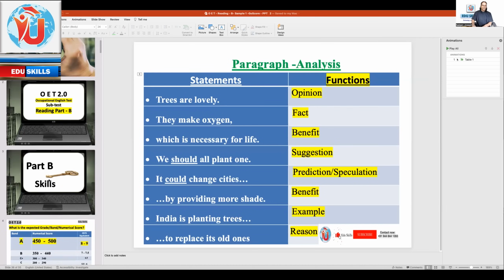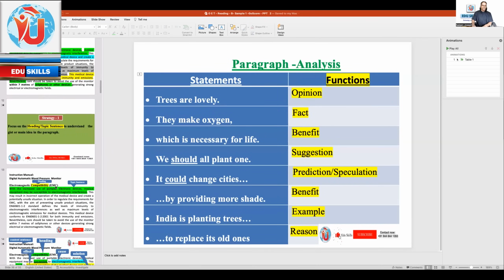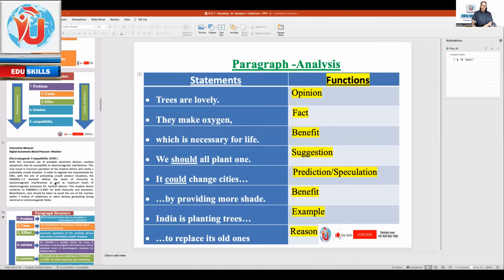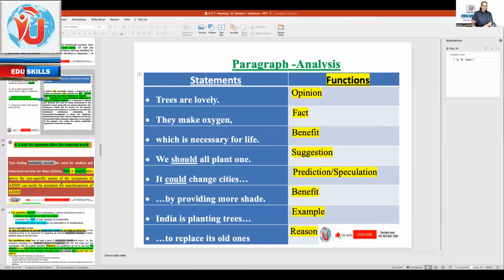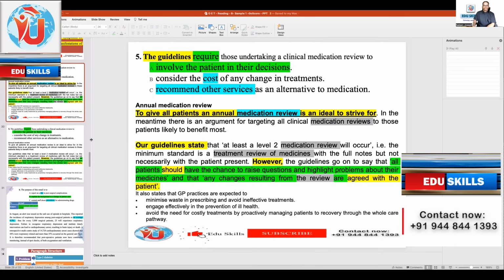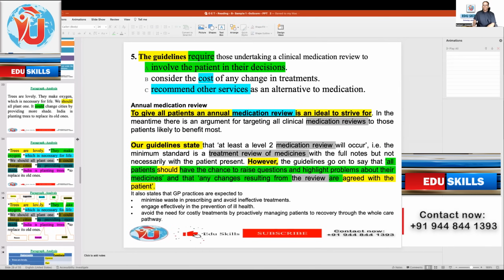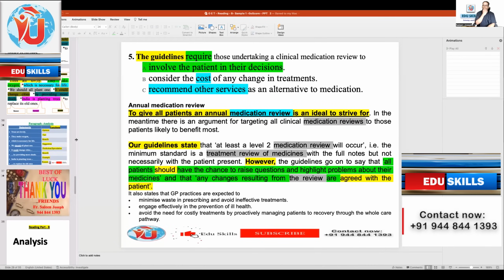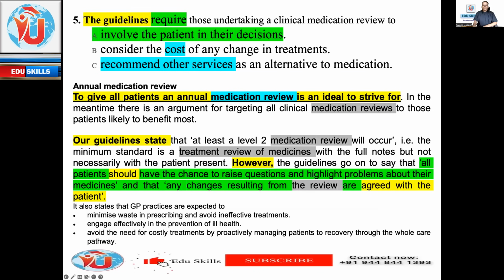Now, with this introduction for the beginners, let me go to one more question. Hope you are not exhausted, right? No, sir. Yeah, I'll take one randomly. The guidelines require those undertaking a clinical medication review to, first, involve the patient in the decisions; second, consider the cost of any change in treatments; third, recommend other services as an alternative to medications. Now, what are the hedging words?